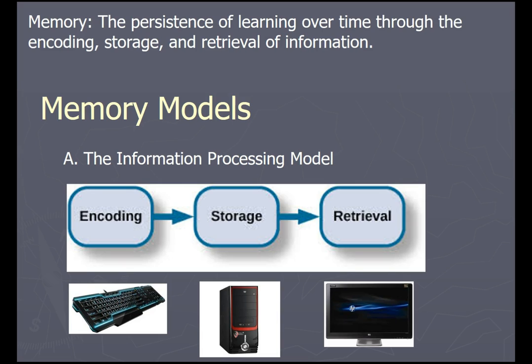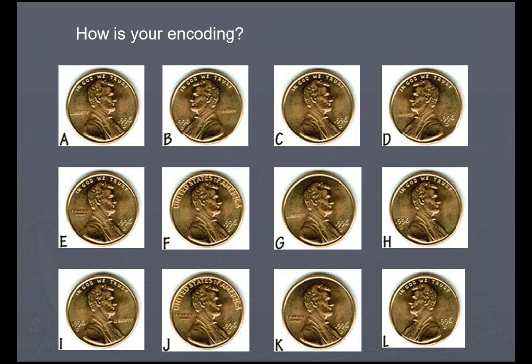So if we look more closely at encoding, encoding is really the critical component to getting information stored in the first place. We don't really encode everything that we experience because our brain can only process so much information. What we tend to encode is the stuff we pay attention to. Even then, oftentimes we don't encode all the details, even something we've seen thousands of times.